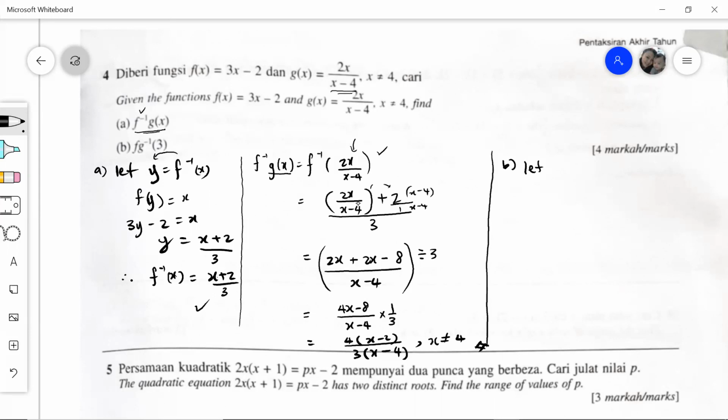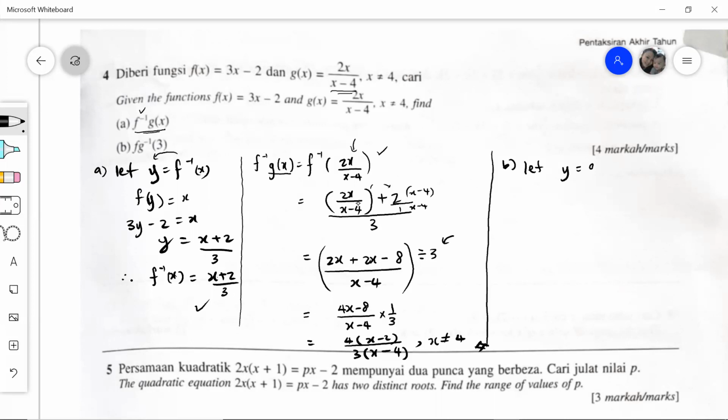Okay, fraction in fraction, normally I will put the denominator in this way, so it doesn't look complicated. Looks neater. Okay, so this is how we get the answer. So no issue, yeah? Next, we go to part B. Part B, we need to use the G inverse. So we still have to use this way.